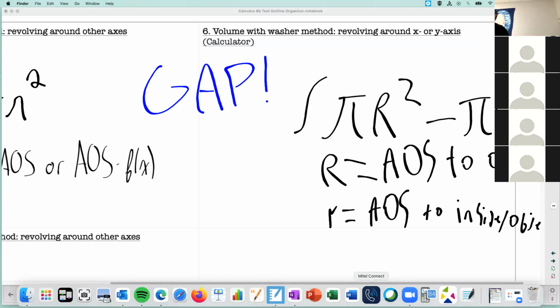I've been trademarked. So disc method, your shape sits directly on the axis of symmetry. Washer method, your object will have space between the axis of symmetry and your object, which we could call the gap.